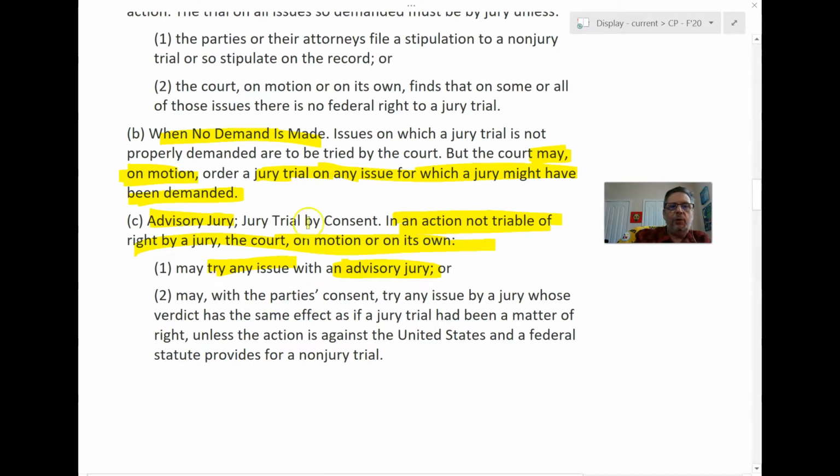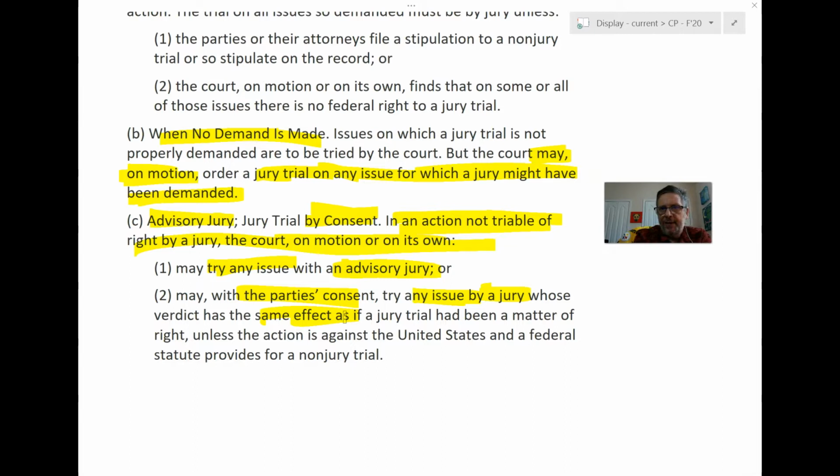But also, note trial by consent. Putting aside an advisory jury, the judge may, with the consent of the parties, try any issue by an actual jury. And now the jury is going to decide it, which would have the same effect as a jury trial. And this would be for issues that aren't triable by jury at all.